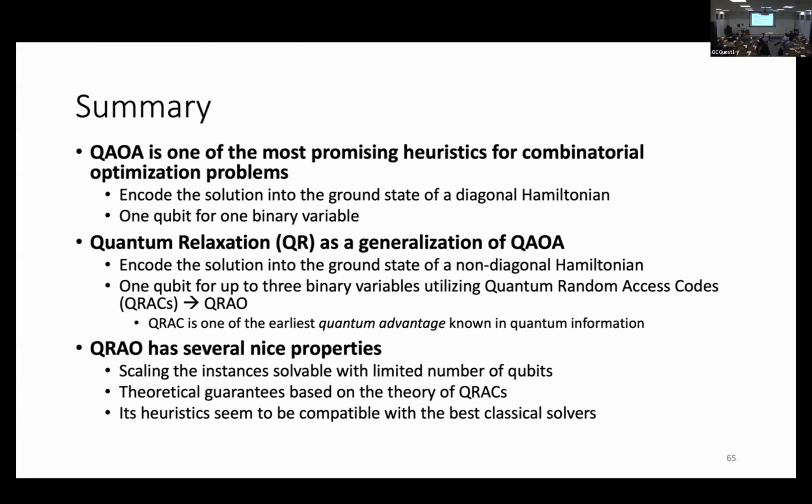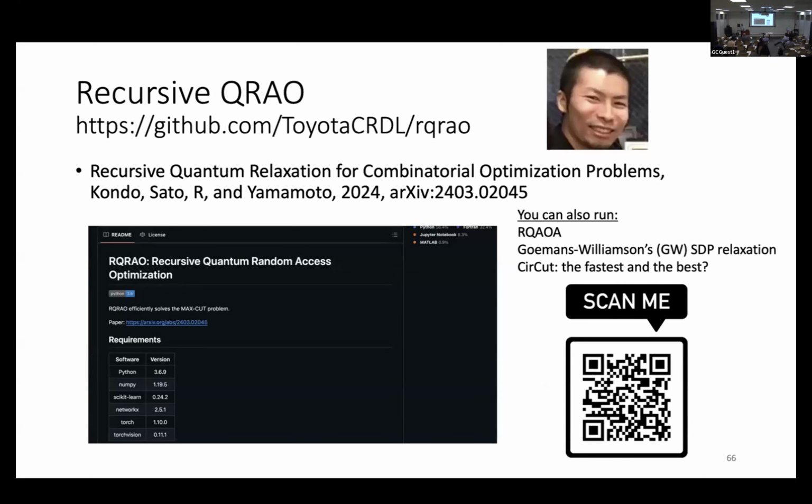Yeah, so again, this is the summary that I presented before. And we believe that QAOA is one of the best heuristics. We have generalizations there called quantum relaxations. And we have several nice properties which you can try. And if you're interested, please, you can test our algorithm here.